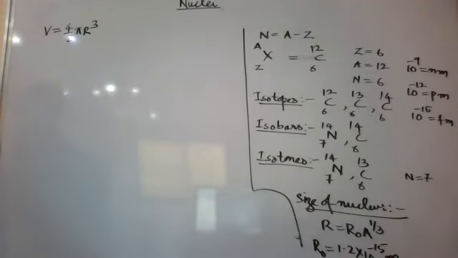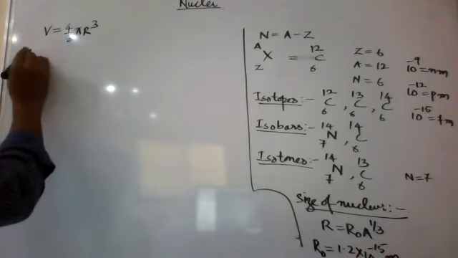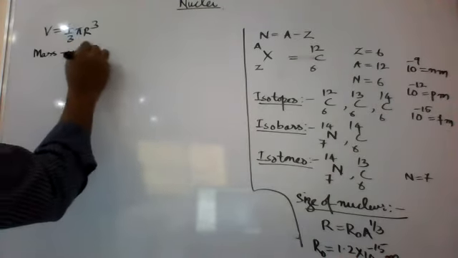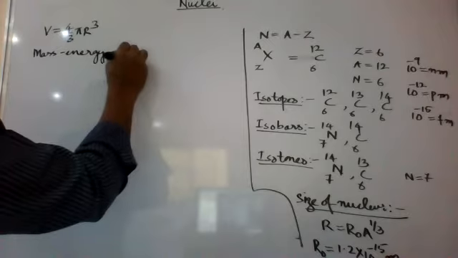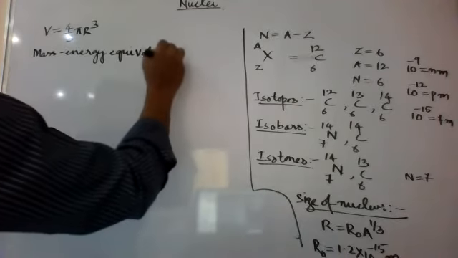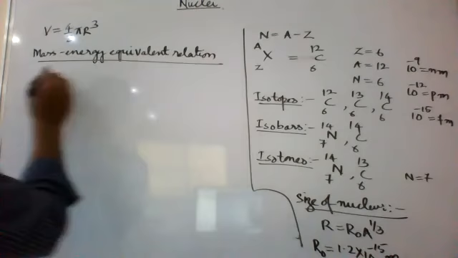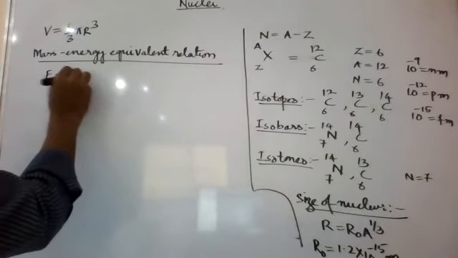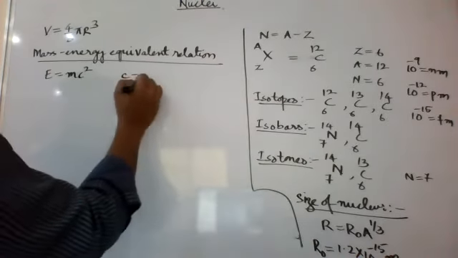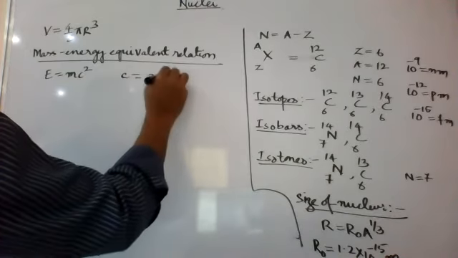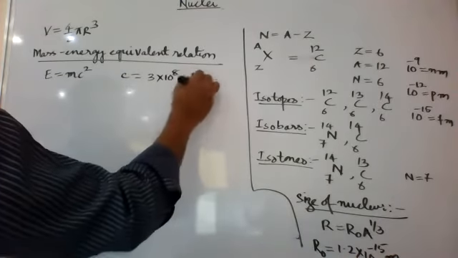Next is the mass energy equivalence relation. In the mass energy equivalence relation, what have they done? They have used the formula E is equal to mc square, where m is the mass and c is the speed of light, that is 3 into 10 to the power of 8 meter per second.